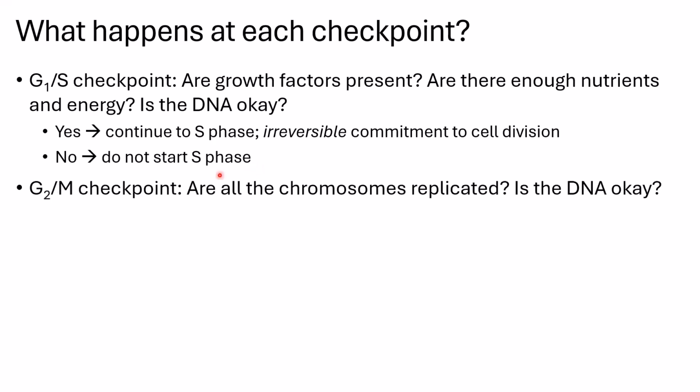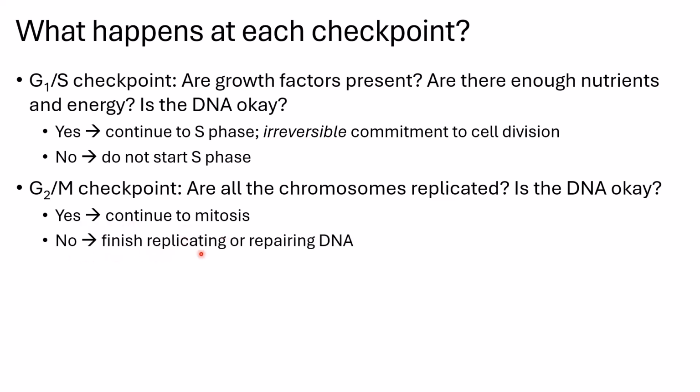At the G2/M checkpoint, the chromosomes should be completely replicated. It checks that this is the case, and also that the DNA is free from errors. If the DNA is completely replicated and has no errors, the cell will continue to mitosis. If not, the cell will either finish replicating the DNA or repair the DNA.